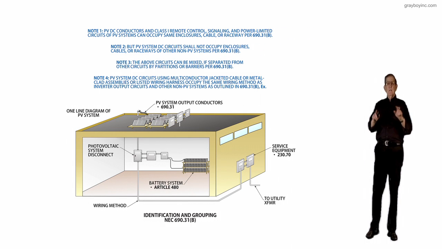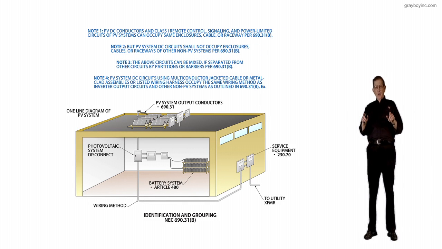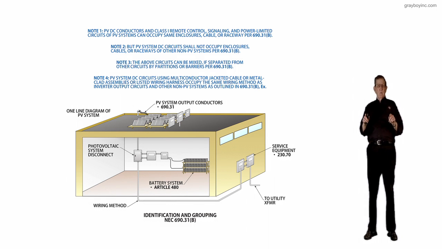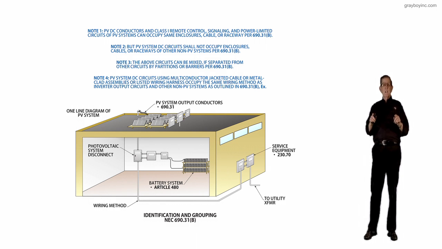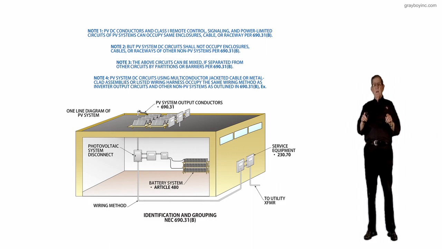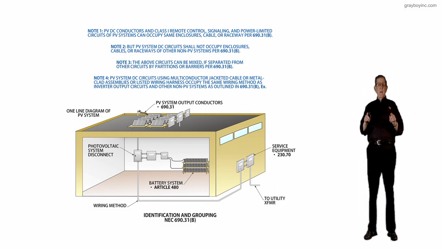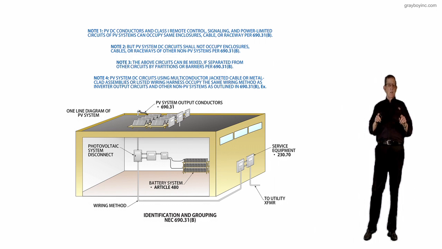This illustration deals with identification and grouping in accordance with 690.31(B). The purpose of the change: a revision was accepted. This revision has been made to clarify that the past several code cycles have prohibited PV systems DC circuits from occupying the same wiring method or inverter output circuits without the use of partitions or separation.